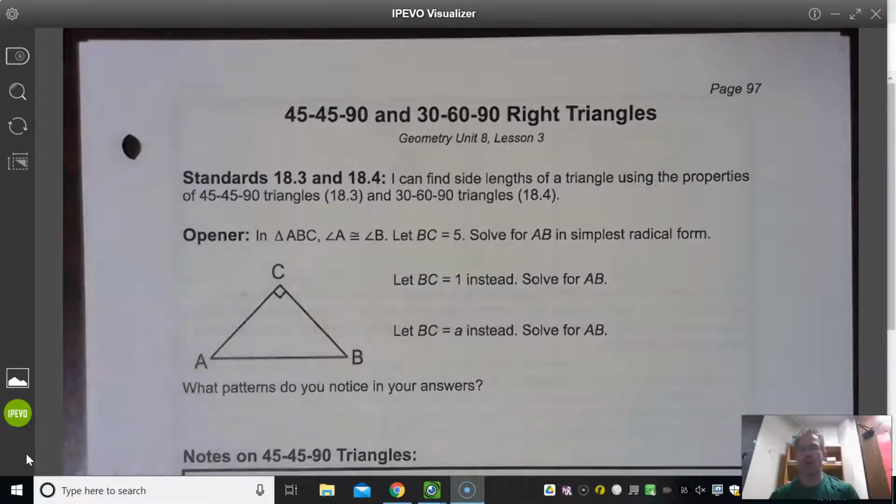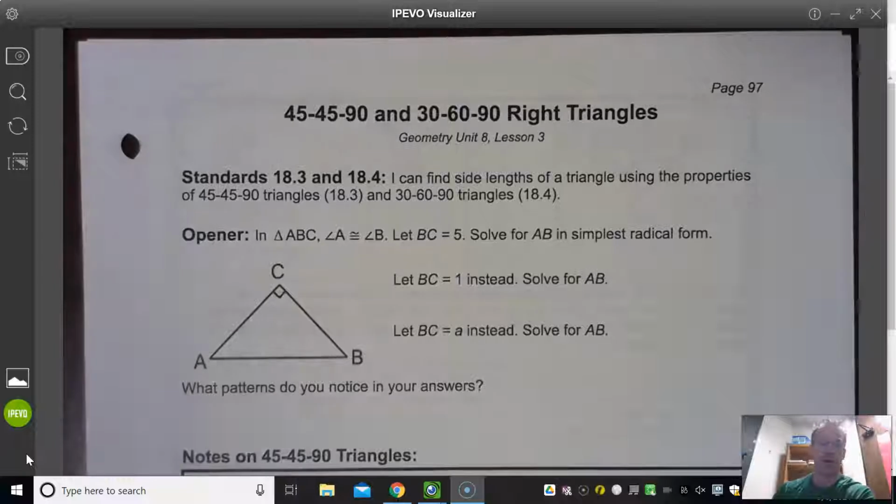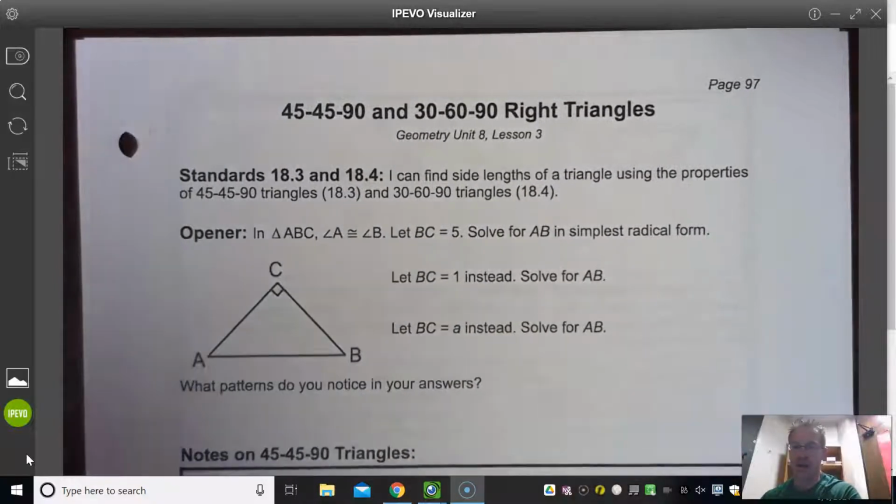All right, so we're going to continue our work here with special right triangles, and there are two special right triangles that we will discuss today: 45-45-90 and 30-60-90 right triangles. This takes care of standards 18.3 and 18.4. I can find side lengths of triangles using the properties of 45-45-90 triangles and 30-60-90 triangles. This is Unit 8, Lesson 3, and we're on page 97.